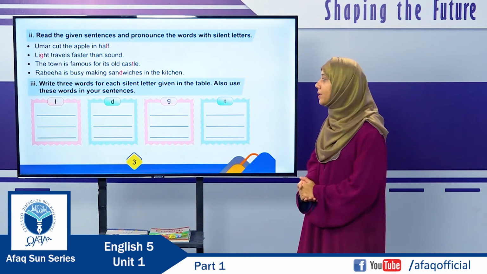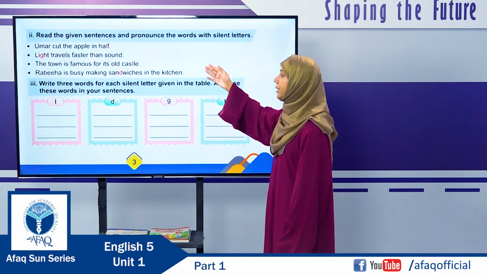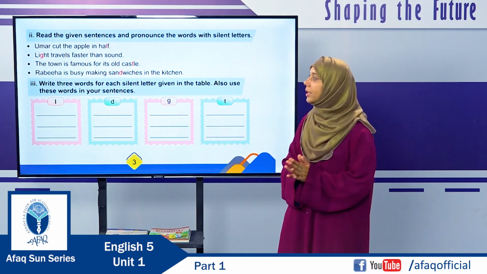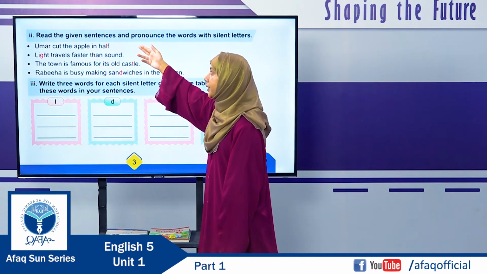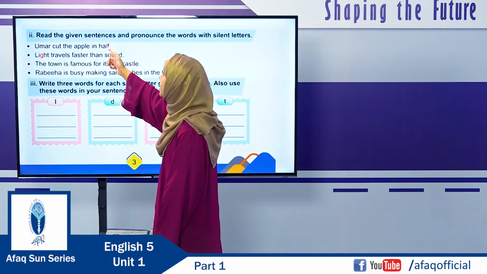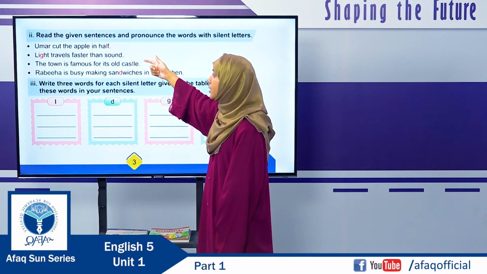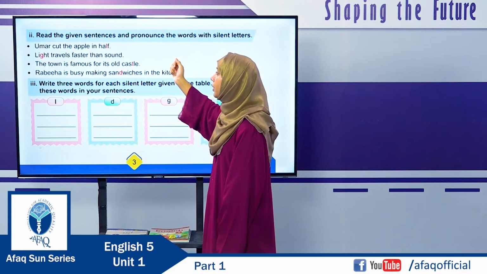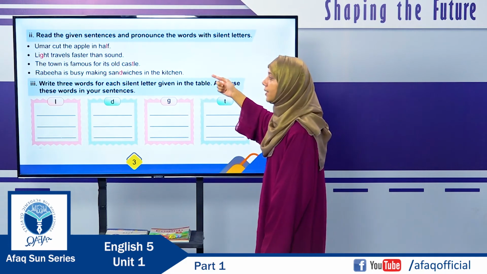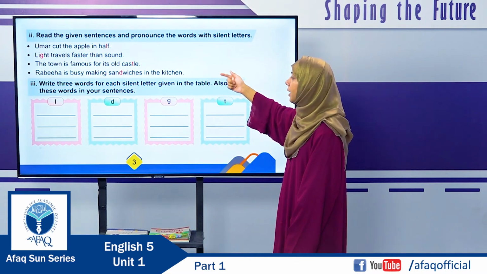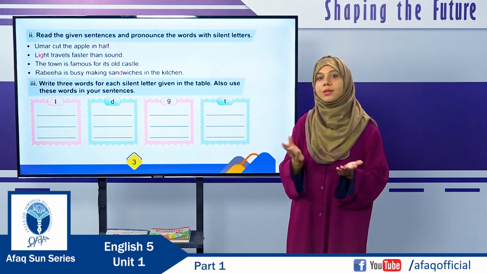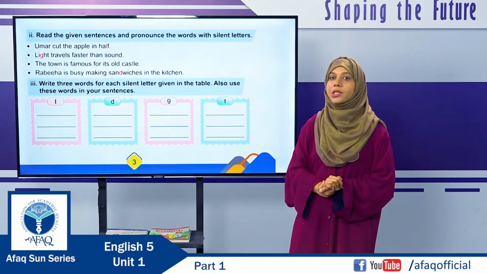Now I want you to read some sentences with words with silent letters. In these 4 sentences, some words with silent letters have been used. Let's read them together. Umar cut the apple in half. Yes, this is half because L is silent in this word. Light travels faster than sound. The town is famous for its old castle. Rabiha is busy making sandwiches in the kitchen. So we do not pronounce the D in sandwich. D is silent in the word sandwich.